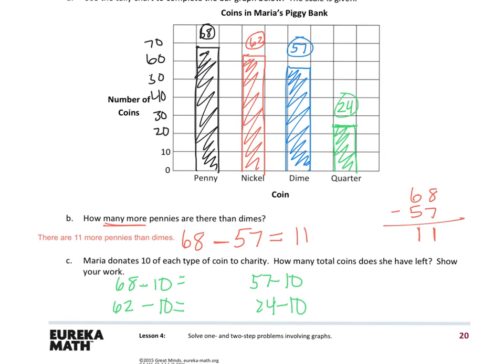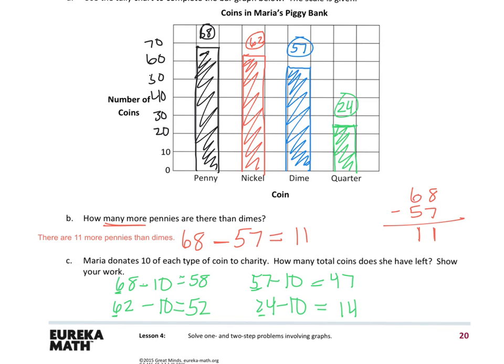And I know that when I'm taking away 10, it's only making the tens place go down 1. So instead of 68, I have 58 because I'm taking 1 from the tens place. So 62 will go to 52. 57 will go to 47. 24 will go to 14.